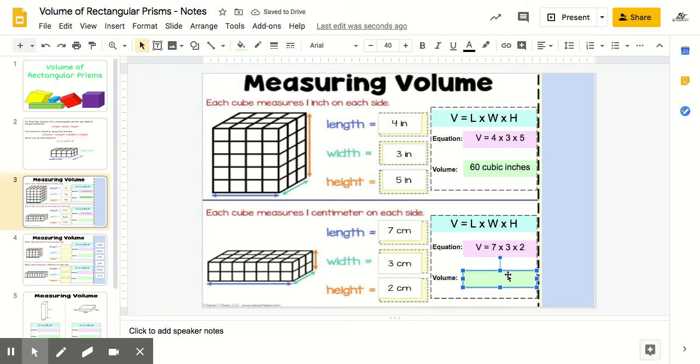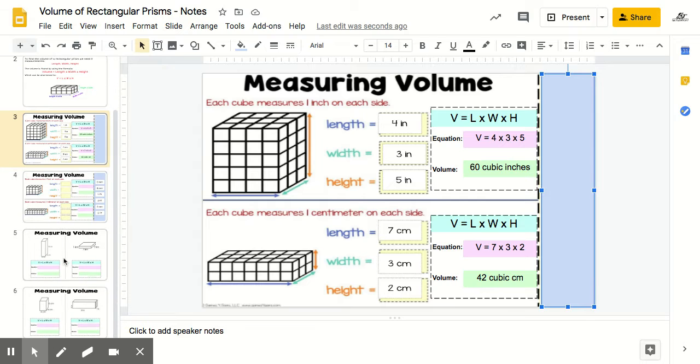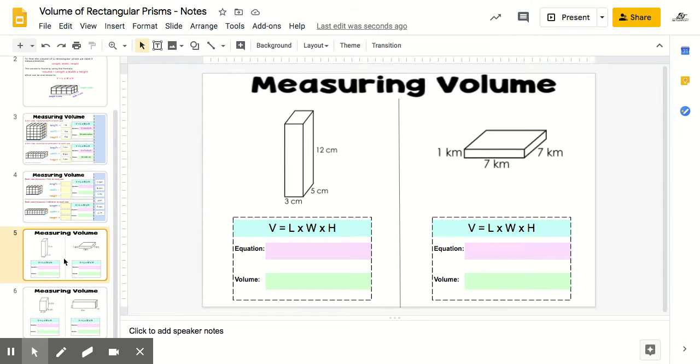Okay, so now in order to find my volume, I simply need to multiply those three numbers together. So I need to multiply 7 times 3 times 2, which gives me 42. So my volume is going to be 42 cubic centimeters, which I'm just going to abbreviate as cm cubed. All right, guys, so all we're doing is multiplying three numbers together.